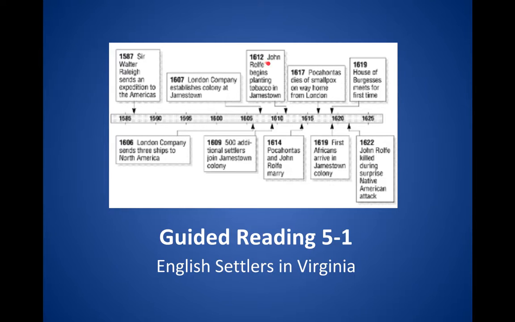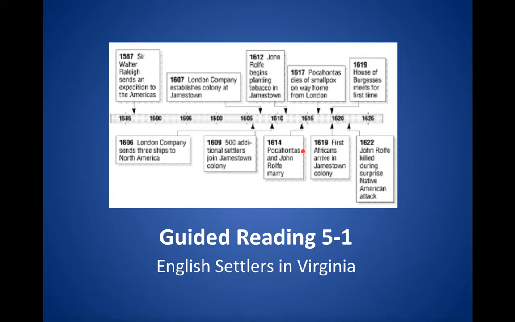Moving up here to 1612, John Rolfe begins planting tobacco in Jamestown. This is a huge occurrence. It's a huge point in the history of the United States. Tobacco being planted for the first time by English settlers. John Rolfe is a name that will come up in this presentation here today. Very important figure in American history because of his contribution of tobacco being grown in what would eventually become the United States in 1612.